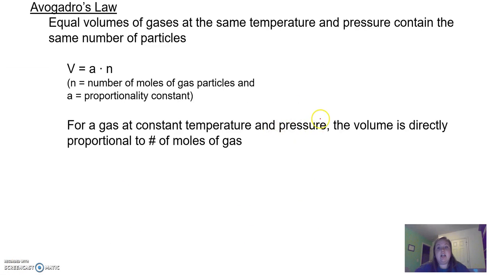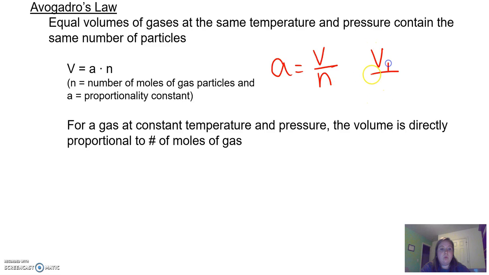Next law is Avogadro's law. So Avogadro's law says equal volumes of gases at the same temperature and pressure contain the same number of gas particles. And so this looks at volume and moles, and it says that they are directly proportional. And so if you take this equation here, V is equal to A times N, and A is just another constant. I can rearrange it and say that that constant is equal to V over N, and then it works just like the other two laws.